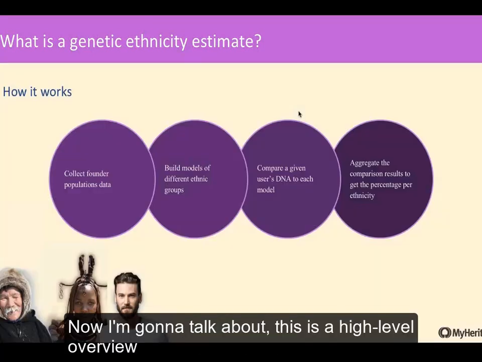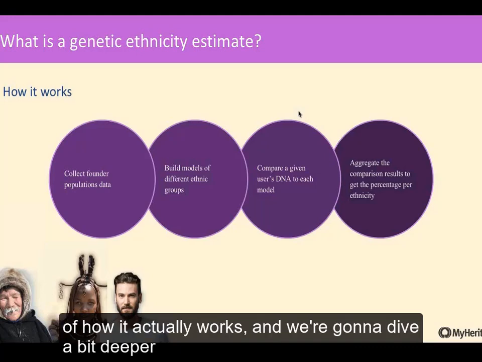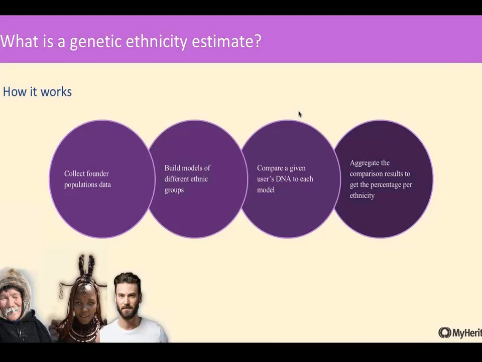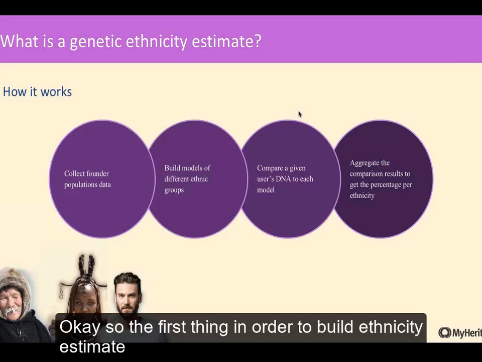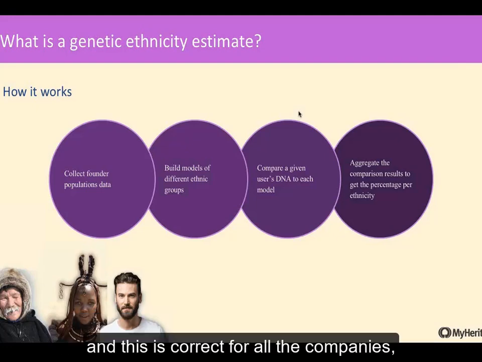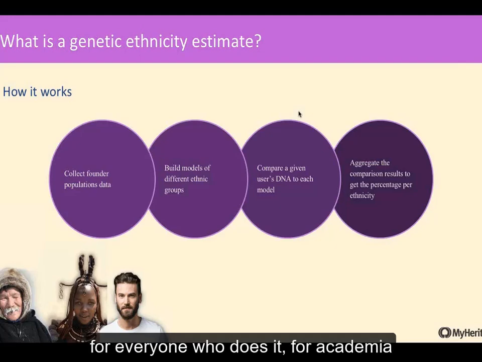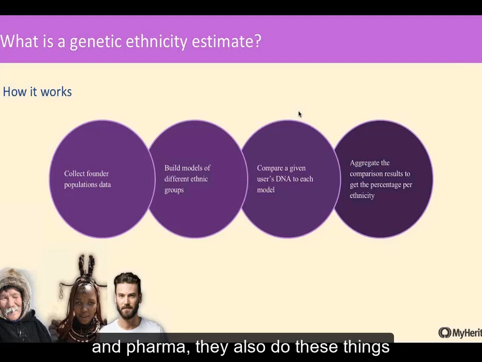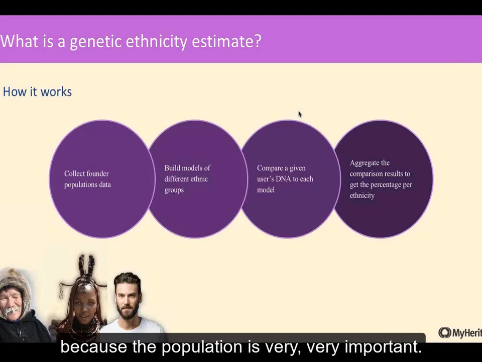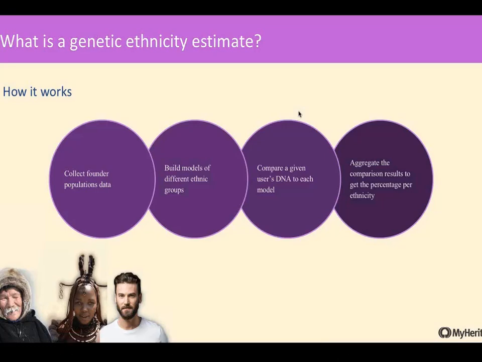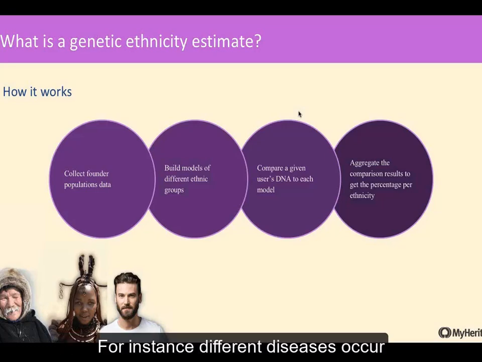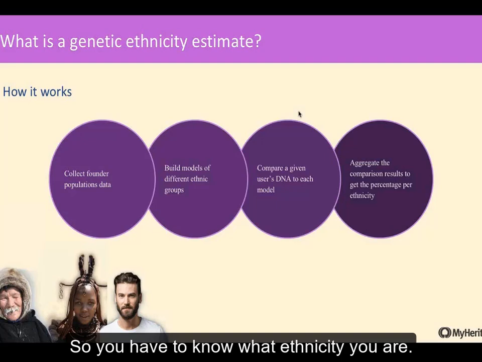So that's the beautiful thing about this 1% of variation that we try to look for, and that's how it happens. Now, this is a high-level overview of how it actually works, and we're going to dive a bit deeper into each one of these. Okay, so the first thing, in order to build an ethnicity estimate, and this is correct for all the companies, for everyone who does it, for academia, because academia and health and pharma also do these things because population is very, very important. For instance, different diseases occur in different populations, so you have to know what ethnicity you are.